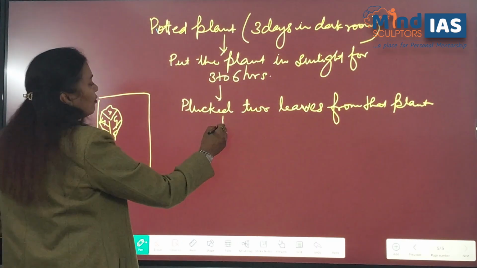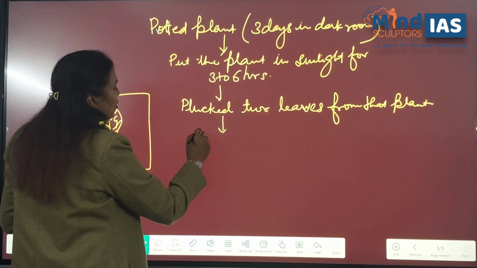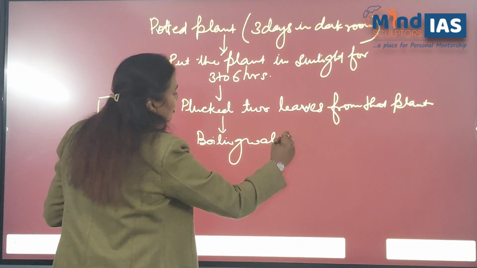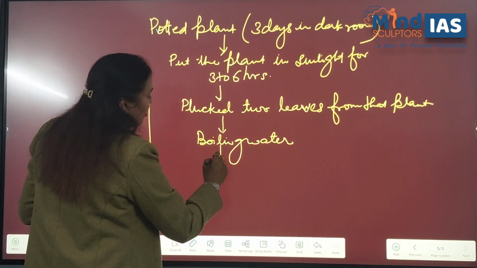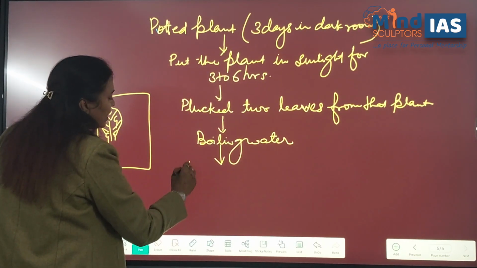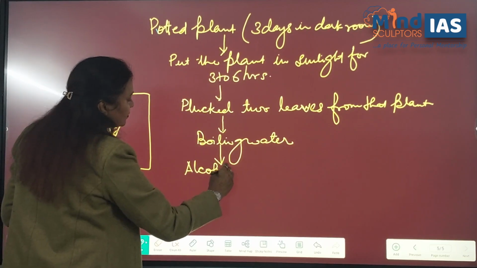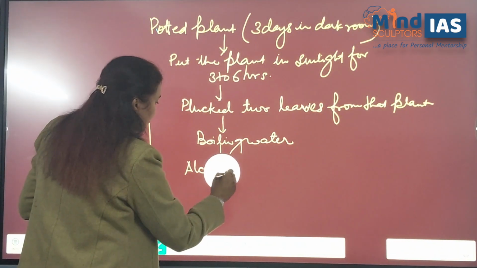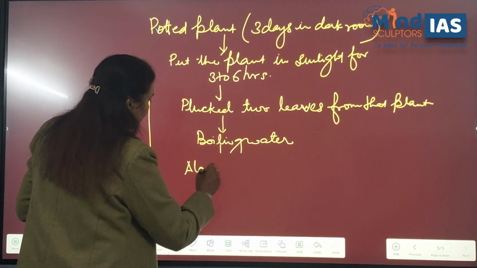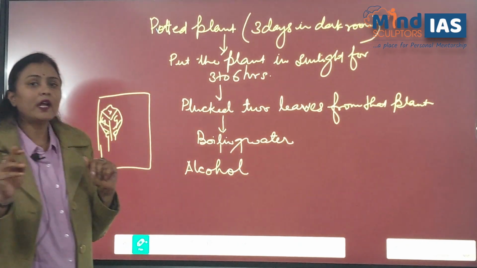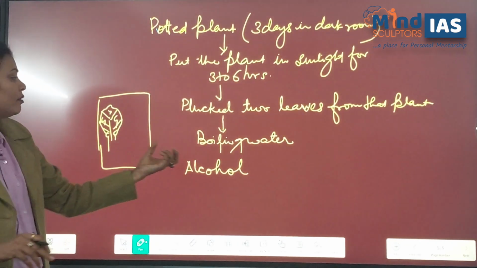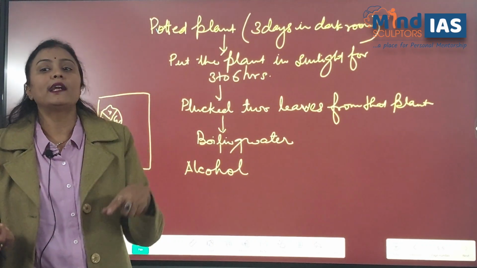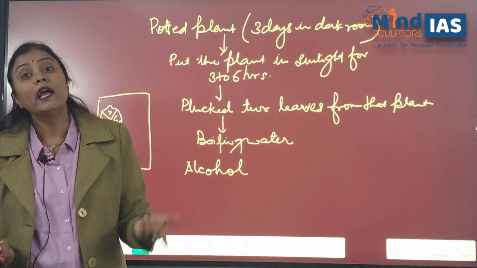After that, they put this leaf into boiling water. After boiling, they put the leaf in alcohol. But what you have to keep in mind is that we put the leaf directly into alcohol, but we will not heat the alcohol directly on the flame because it is highly inflammable.